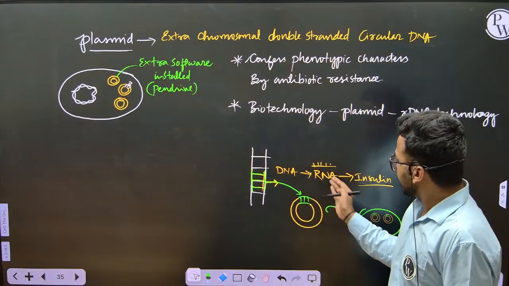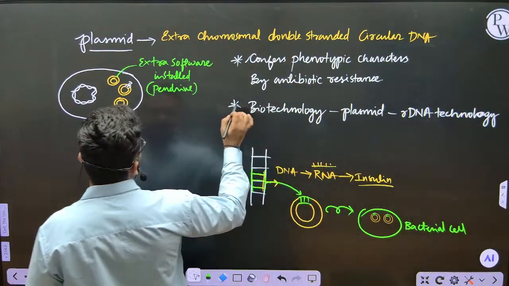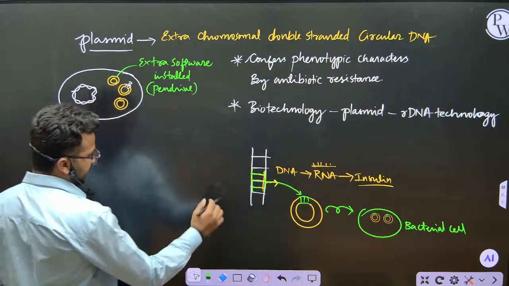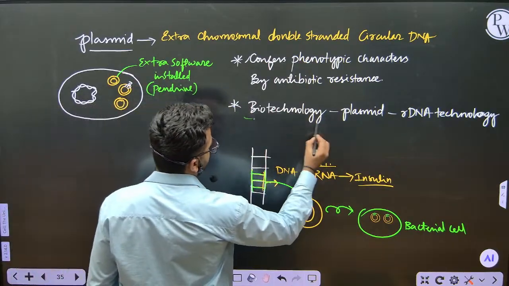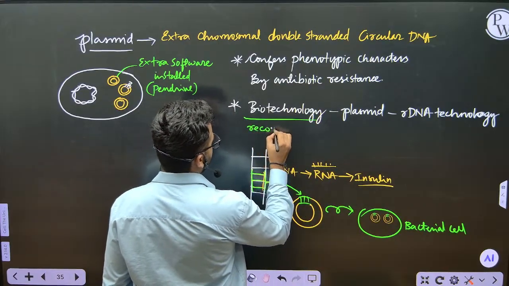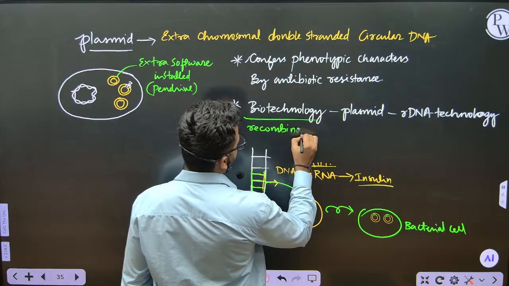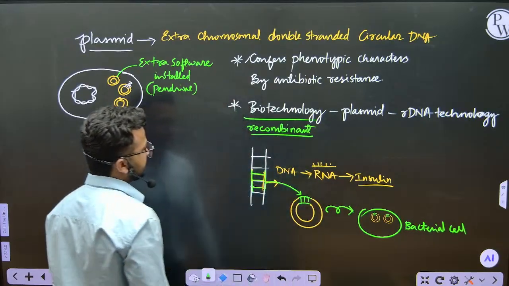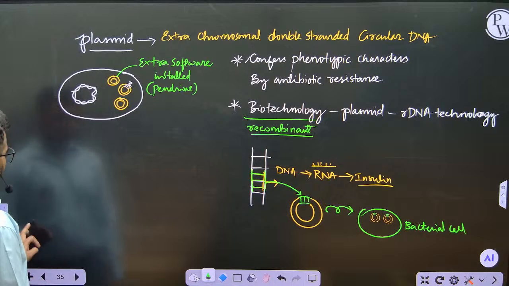So this is how it is. I am just giving one example where plasmid is used in biotechnology, recombinant DNA technology. So it is about that.